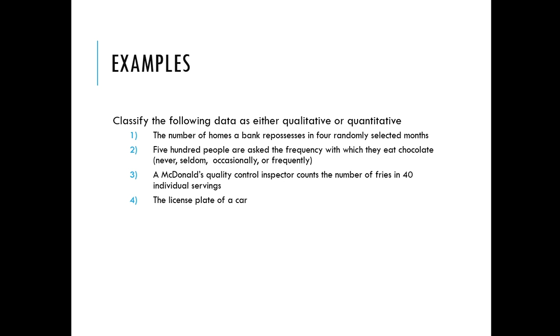So let's look at some examples. You're going to tell me if it's qualitative or quantitative. The number of houses a bank repossesses in 4 randomly selected months. So a bank could repossess 10 houses, 20 houses, 15 houses. That would be quantitative because they could take all the numbers of repossessed houses and average them together.